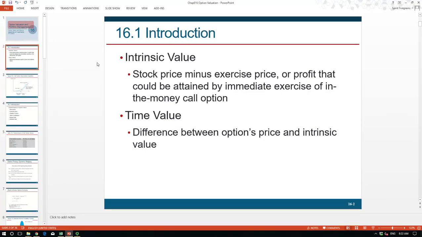And the time value is the difference between the option price and the intrinsic value. Time value reflects the value of an option where future uncertainty may add value to an option. As long as the option is not expired, there is a certain amount of time value, no matter whether it's an in the money option or an out of the money option. So option price equals intrinsic value plus time value.